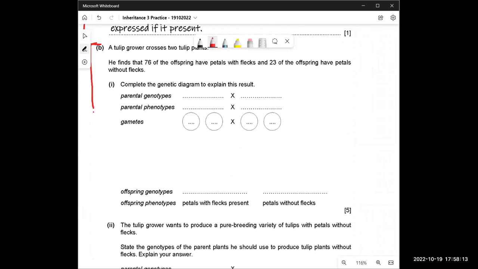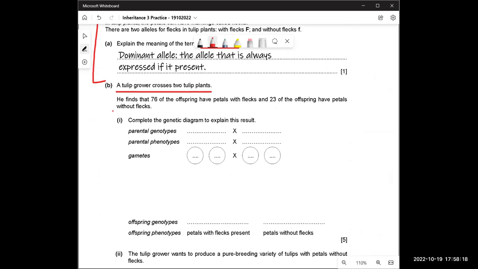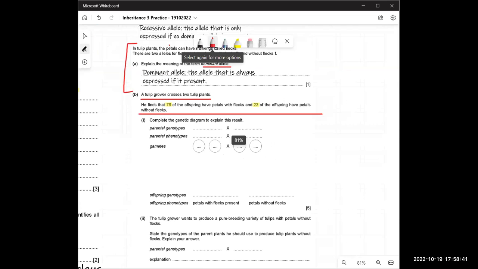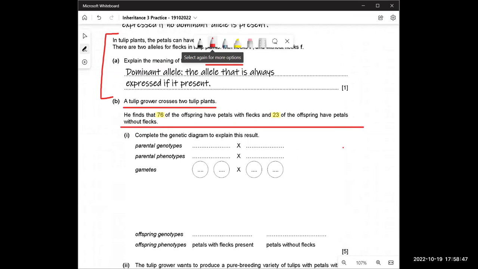Diana, read the next question. A tulip grower crosses two tulip plants. He finds that 76 of the offspring have petals with flecks and 23 of the offspring have petals without flecks. Complete the genetic diagram to explain this result. They're telling us with flecks and without flecks. Let's use any letter, anything you like. We can say capital F.